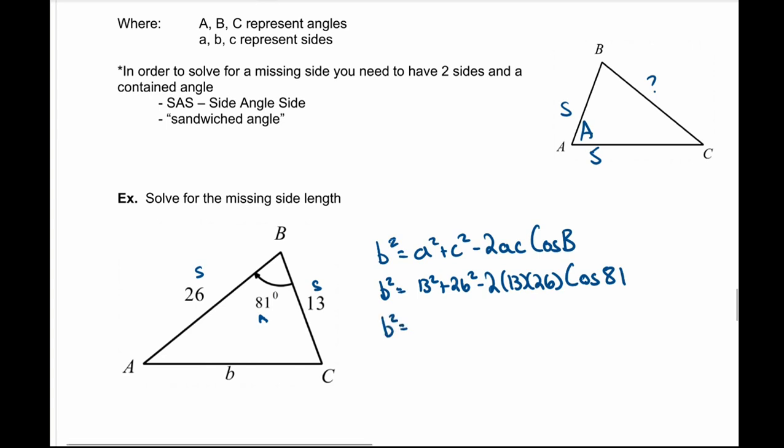The next step I'm going to do in two parts. I'm going to simplify everything before the subtraction, and I'm going to simplify everything after the subtraction, just to make sure that I enter everything properly. So 13 squared plus 26 squared is 845 minus 2 times 13 times 26 times cosine 81. So minus 105.75.